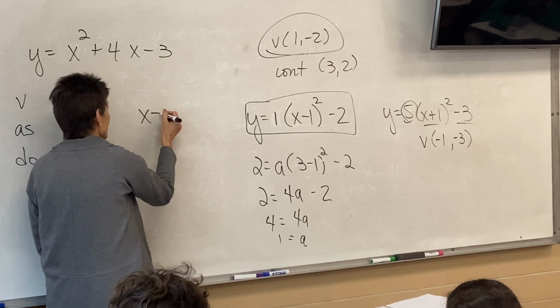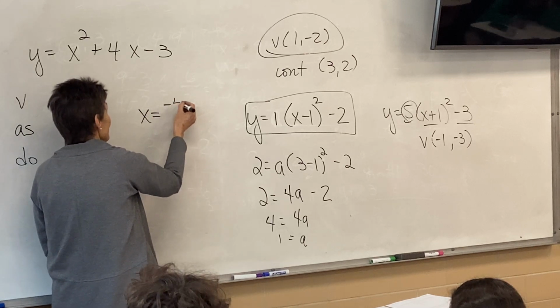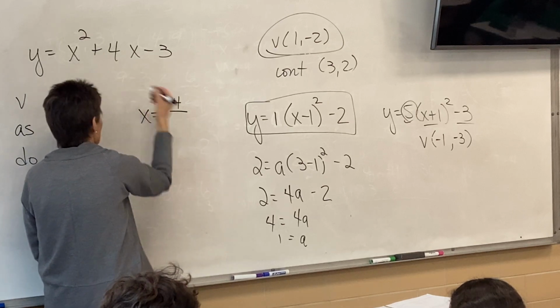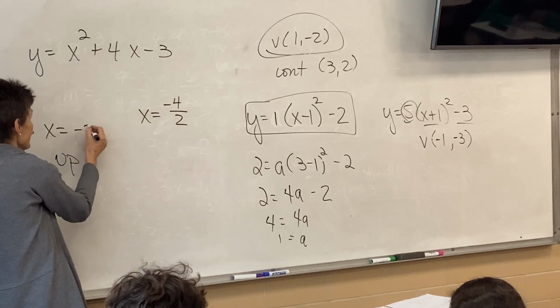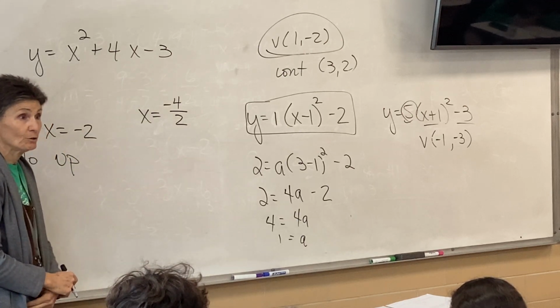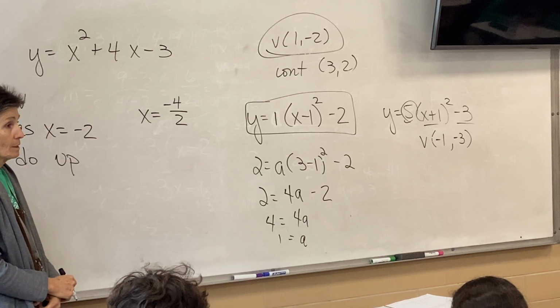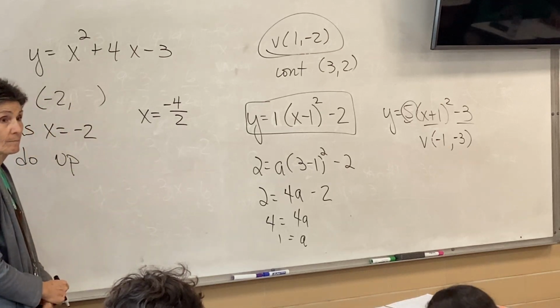All right, now what? x equals, now I have to figure this out. And how do I figure it out? Negative b over 2a. So my axis is x equals negative 2, which means that my vertex is negative 2, comma.